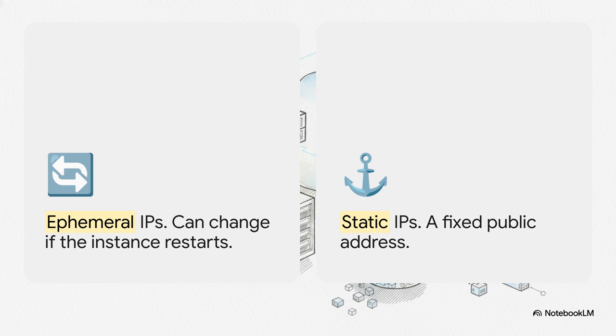To fix this, AWS offers Elastic IPs. These are static public addresses that attach to your instance's virtual network card, which is known as an Elastic Network Interface, or ENI, and they stay fixed even through a full restart.